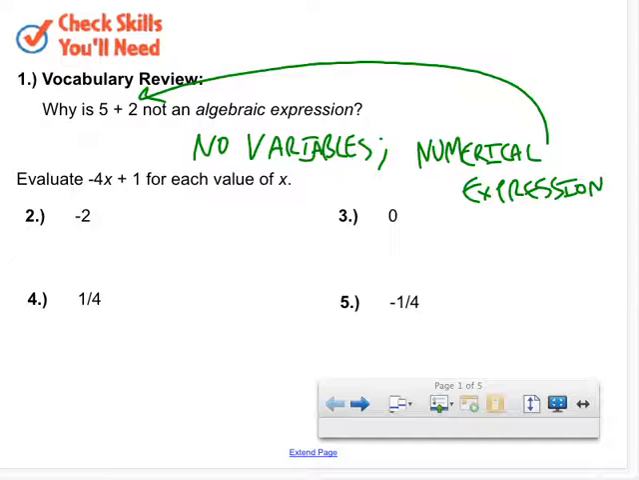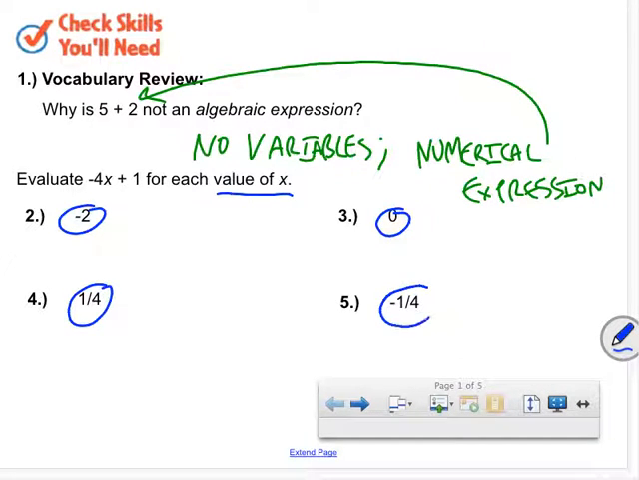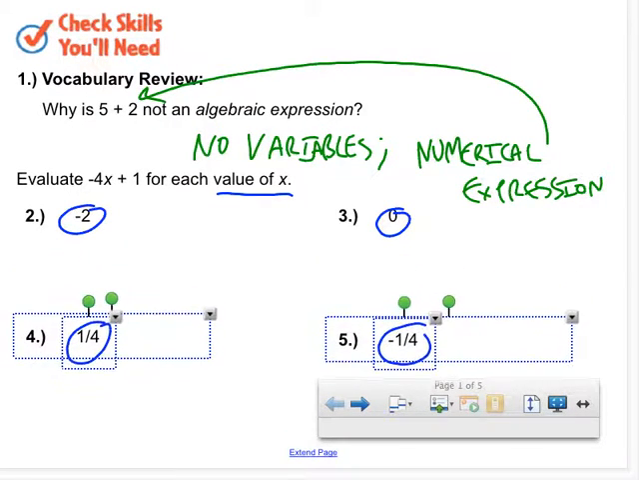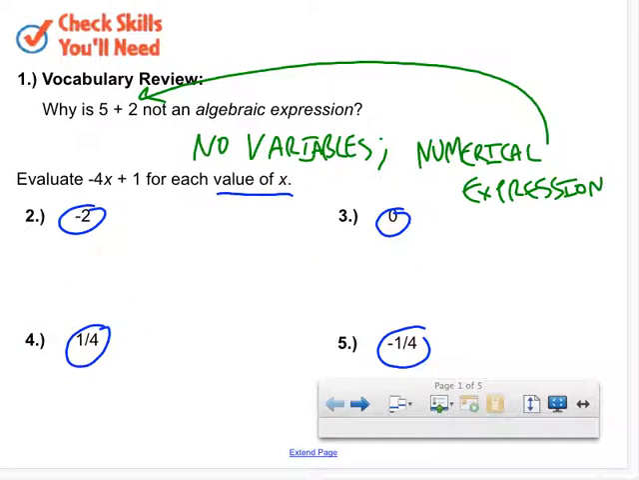of x. So they're telling you what x is going to be. You need to plug in the value for x. So here's my value for x. Each value of x. Okay? We're going to put these into the algebraic expression, and we're going to evaluate it for those values of x. So here's my algebraic expression. Okay? So here's what we got. Negative 4 times some value of x plus 1.